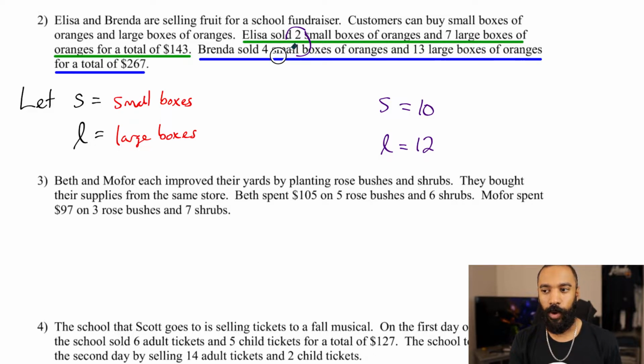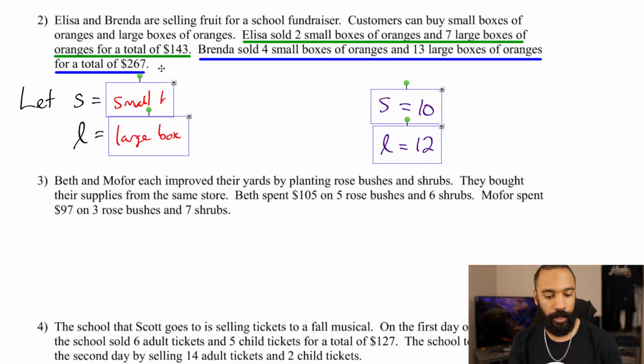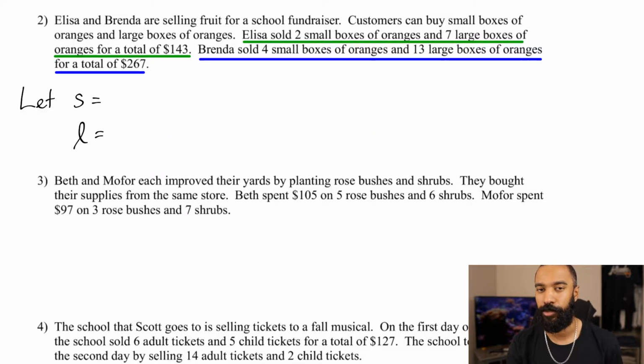Now, we still might not know what it is, but the point is we can't just say small boxes, large boxes. You got to tell them something about them. It could be number of small boxes, but that's not true for this case. So what is it? So looking back at Elisa, we know how many small boxes she sold. We know how many large boxes she sold. Could this be number of oranges per small box? Well, absolutely it could be.